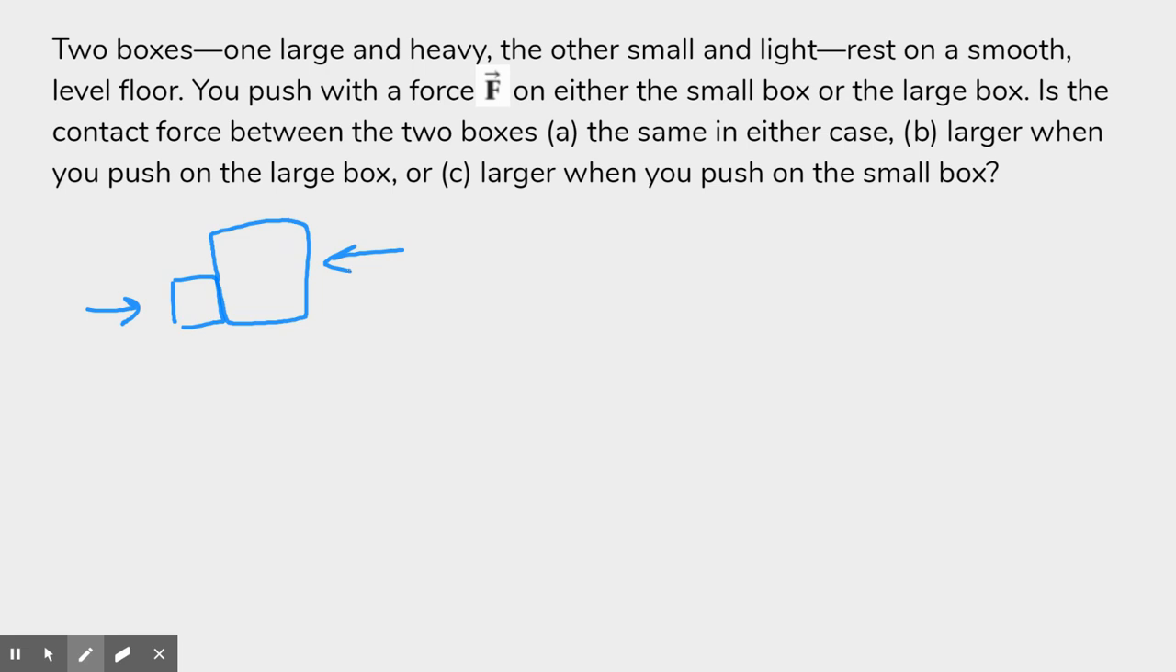We want to know if the contact force between the two boxes is going to be the same in both cases, larger when we push on the large box or larger when we push on the small box. So let's consider what it means when we have two boxes in contact. Because these are in contact and they are resting, the acceleration of box number 1 is equal to the acceleration of box number 2. Okay, well, let's apply that to F equals ma.